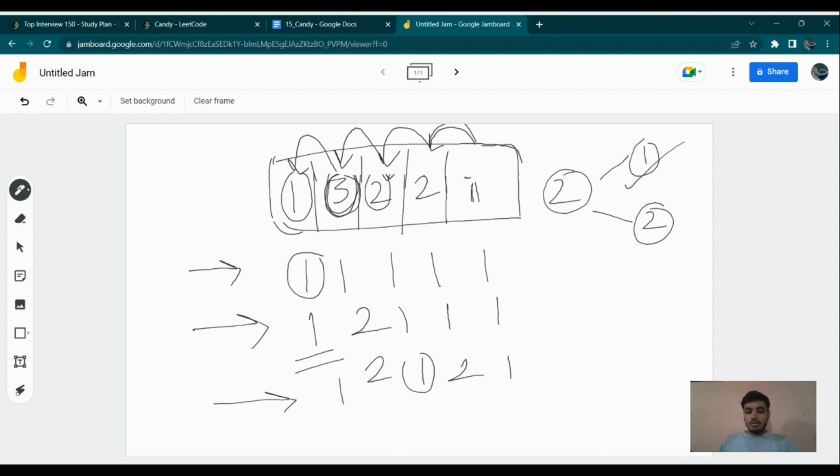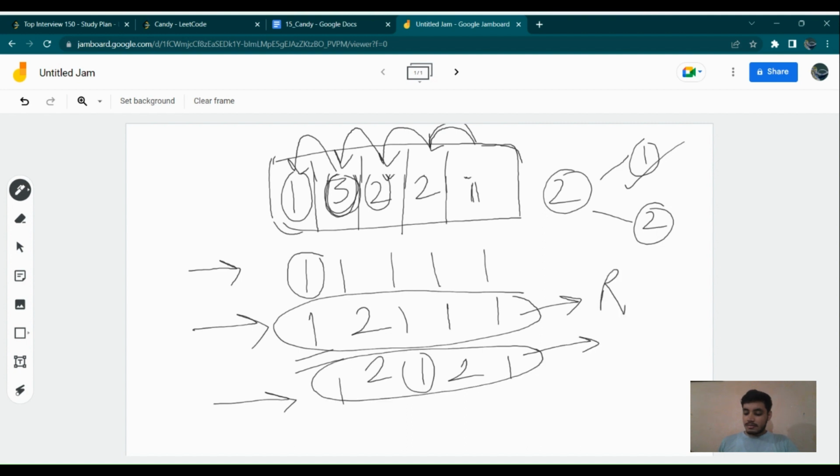So what you have done is, in this you have satisfied all the neighbors for the right, and in this you have satisfied all the neighbors for the left. This is for the right and this is for the left. And by doing that, you have satisfied all the conditions.